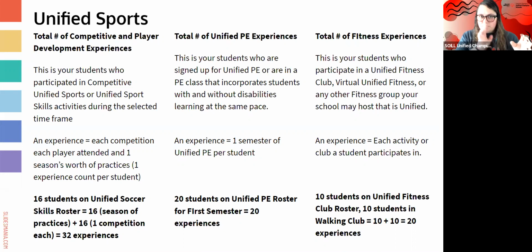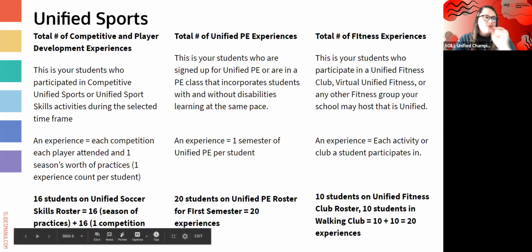So now going into next semester, you grow and you have 2 unified PE classes. You're going to take that 20 and then you've got 40 for the next semester. So it'll be a total of 60 in May, right? Because we're going to accumulate through the year. So keeping all of that in mind, unified PE is pretty cut and dry. It's 1 experience per student per semester.